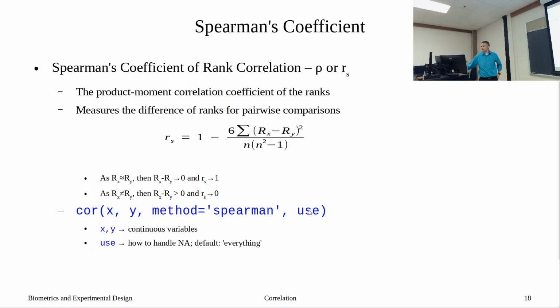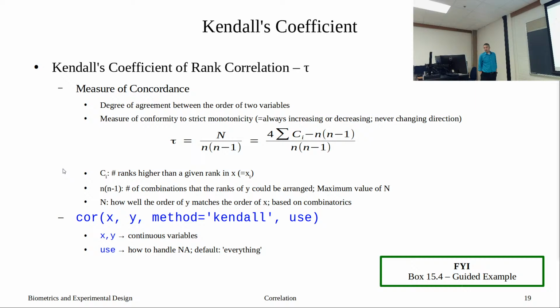Kendall's coefficient is tau. All right. They don't have a T subscript K or anything like that. This is just Kendall's tau. This is probably more accurately termed a measure of concordance. And concordance is the degree of agreement between the order of two variables. So if we were ranking, again, faculty versus student rankings, we're looking at the concordance between those two.